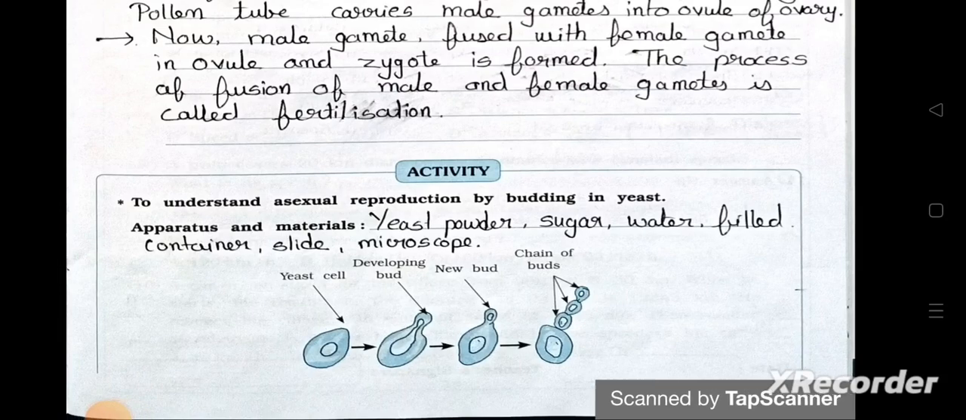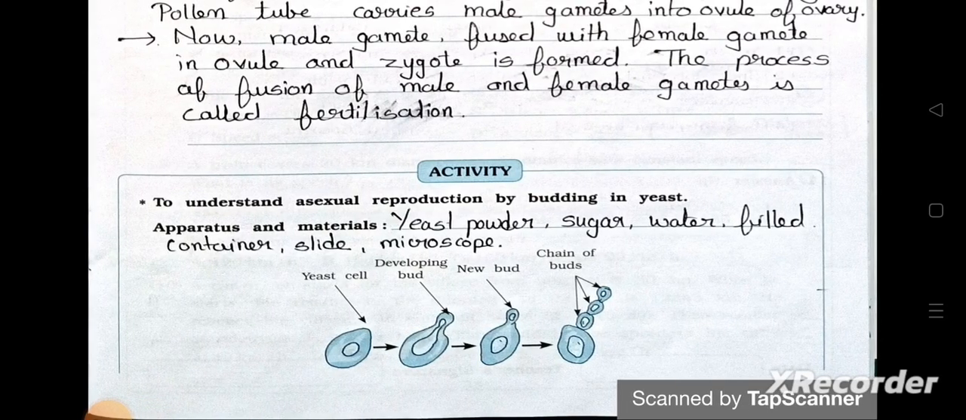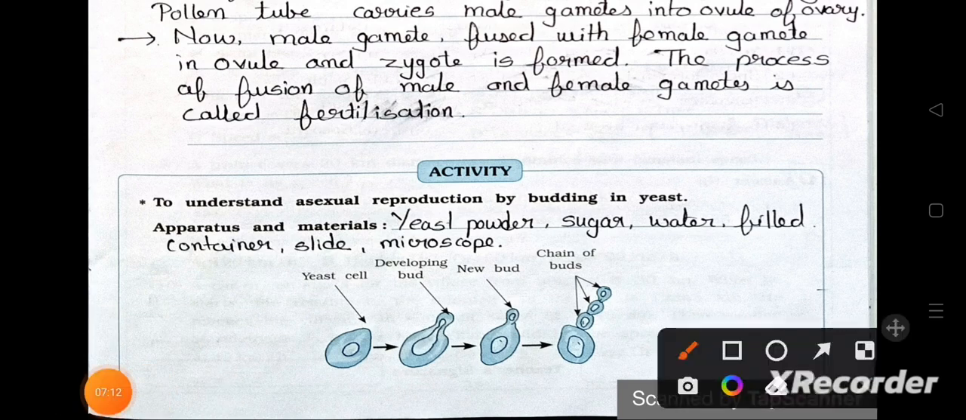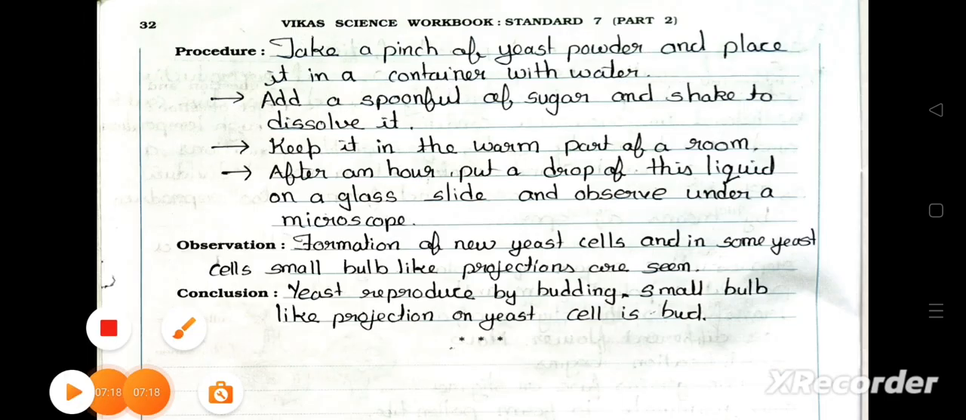Now see the activity to understand asexual reproduction by budding in yeast. Apparatus and materials: yeast powder, sugar, water, container, slide, and microscope. Here the yeast cell is there. Developing bud is this one, new bud, and chain of buds. Now see the next procedure.